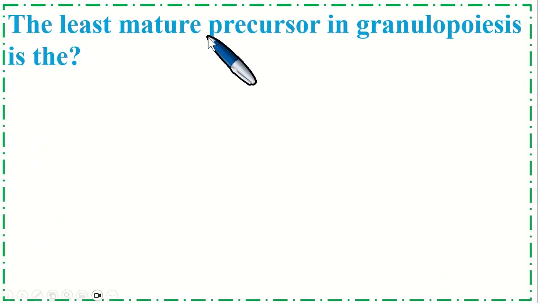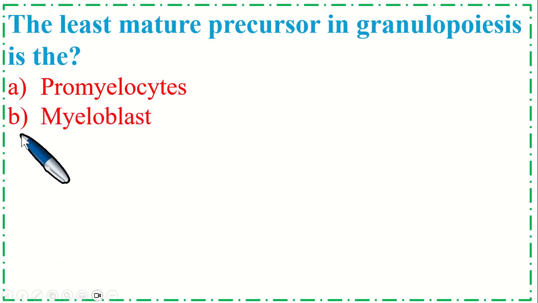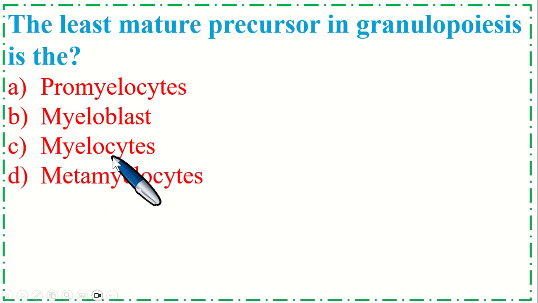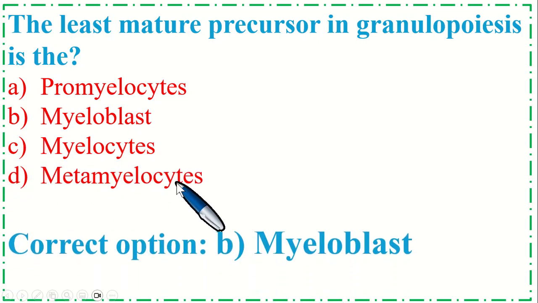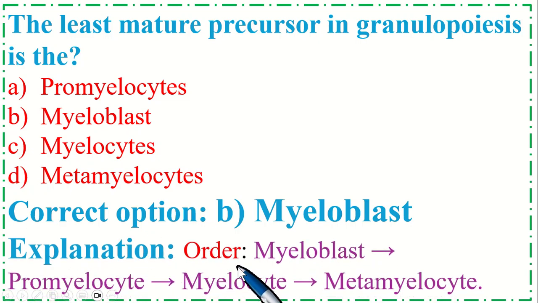The least mature precursor in granulopoiesis is the option A, promyelocytes. B, myeloblast. C, myelocytes. And option D, metamyelocytes. So the correct option is B, myeloblast. So this is the order of maturation of precursors in granulopoiesis, which is myeloblast, to promyelocyte, to myelocyte, and then metamyelocyte.